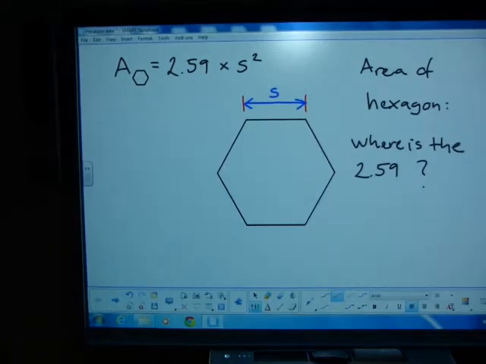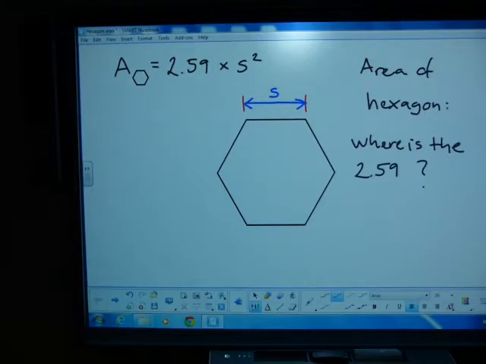When it comes to calculating the area of hexagons, most of us are given the formula that the area is to be calculated by squaring the side length of the hexagon and then multiplying it by a coefficient of 2.59. And many people ask me in the class, just what the heck is 2.59? Where does it come from? Who figured that 2.59 there?